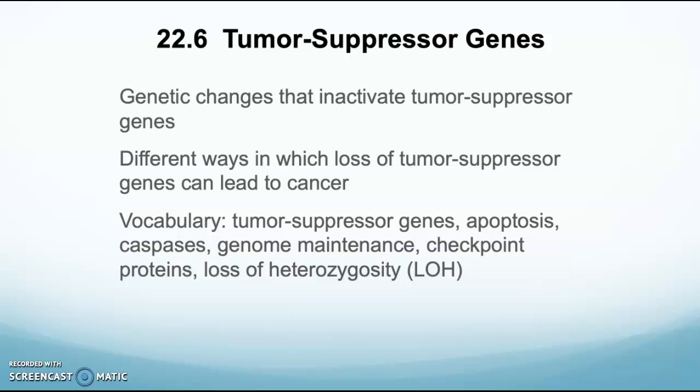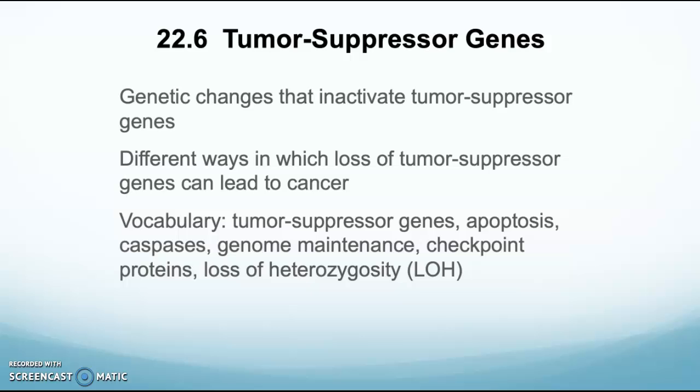Hi everyone. So in 22.5 we were looking at proto-oncogenes and oncogenes, and I mentioned that another problem that we can see with cancer is tumor suppressor genes, so issues with tumor suppressor genes. We're going to talk about some genetic changes that will actually inactivate a tumor suppressor gene. These are kind of our backup or safety net that prevents the cancer from getting worse or the cell from going through uncontrolled cell division.